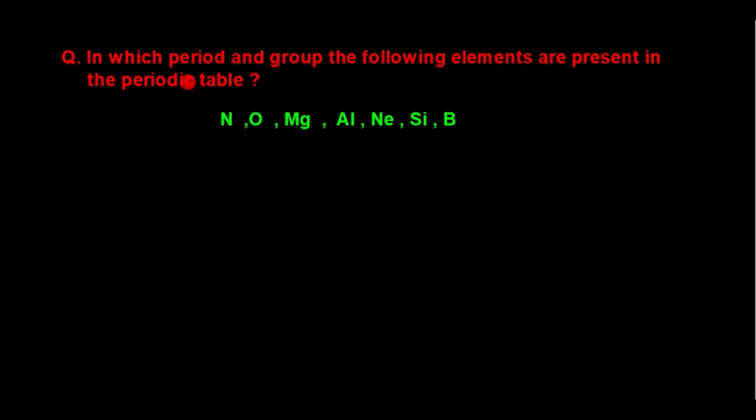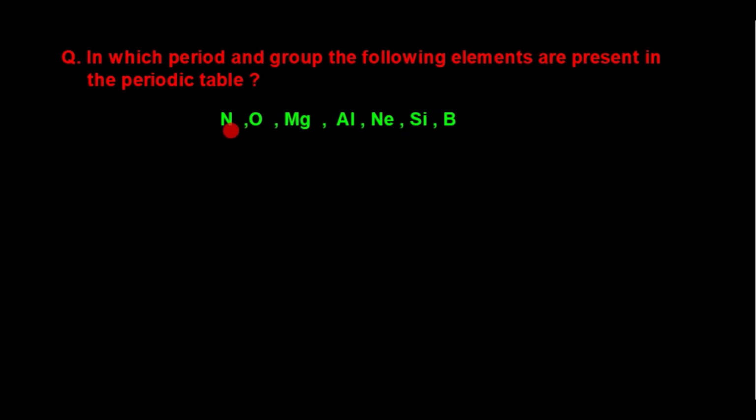To solve this type of questions, we must keep something in our mind. First of all, we must write the electronic configuration of the given elements. Then we will identify the valence shell. The n value of the valence shell indicates the period. With the help of the n value, we will find the period of the given element, and then we will see how many total number of electrons are present in the valence shell. The total number of electrons in the valence shell represents the group number.